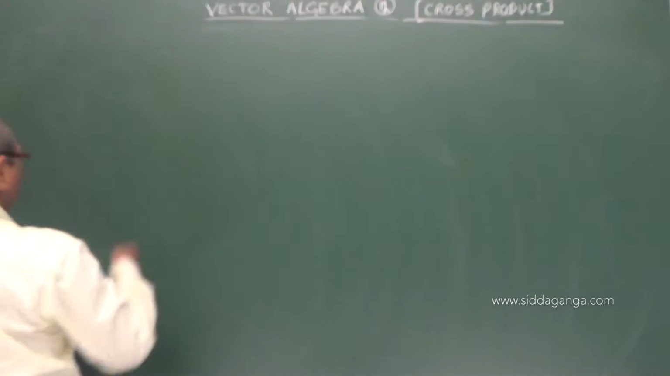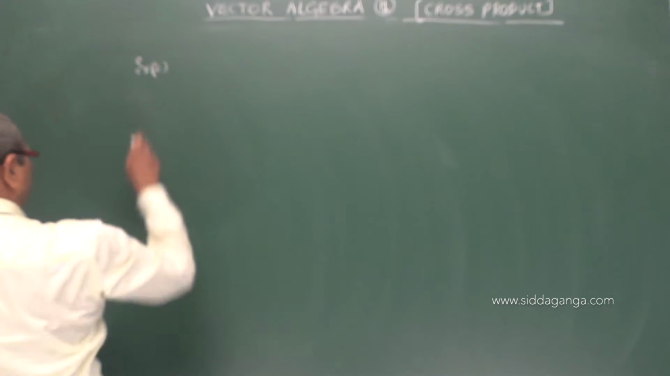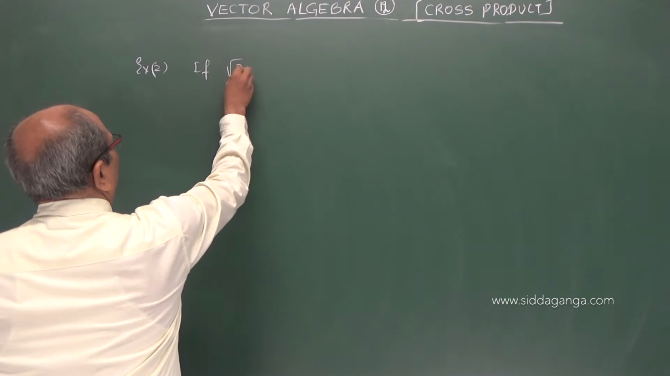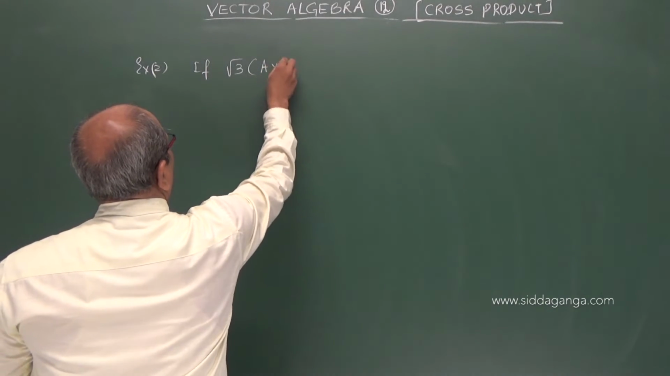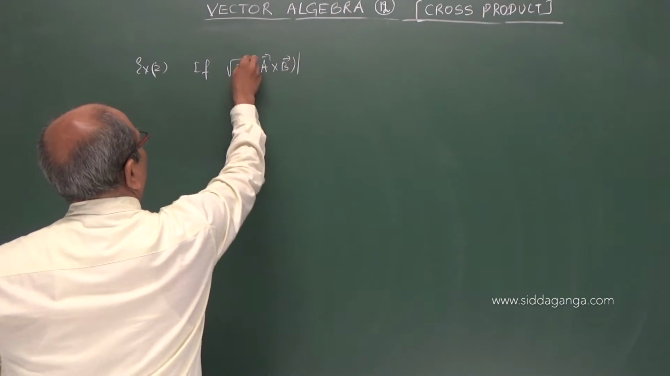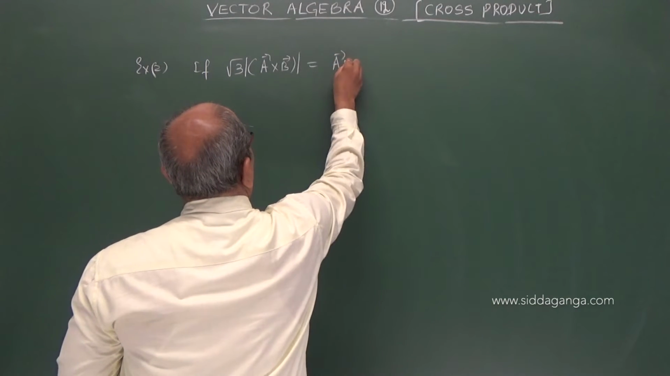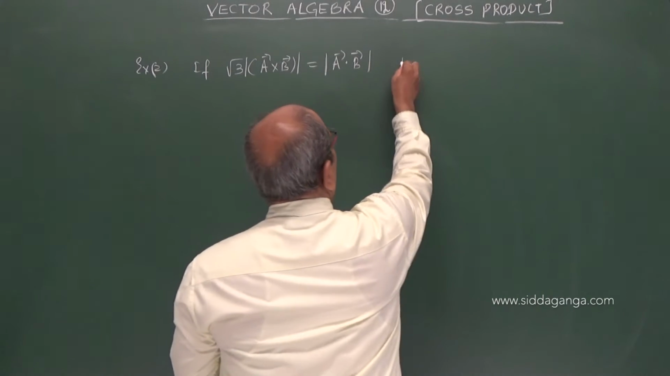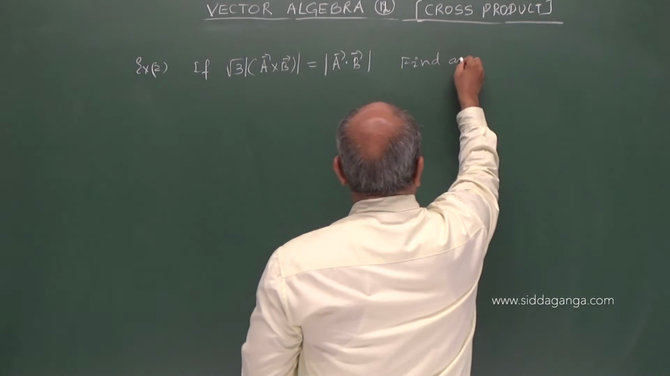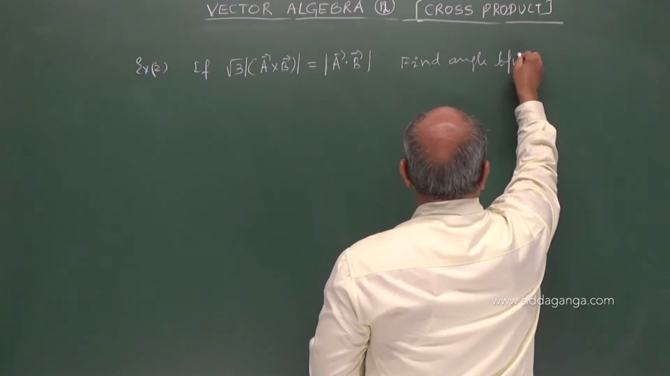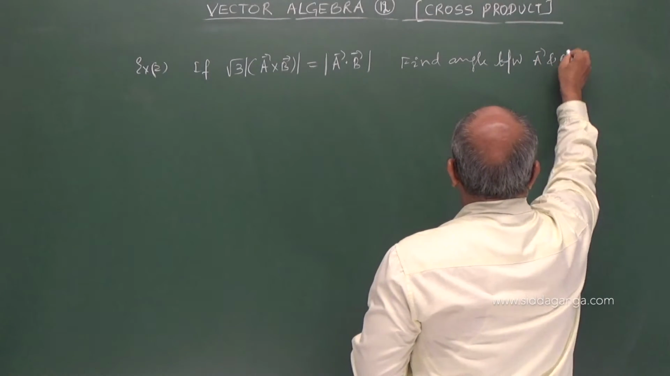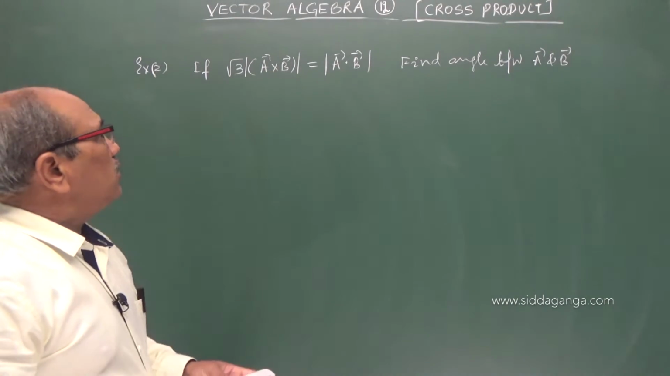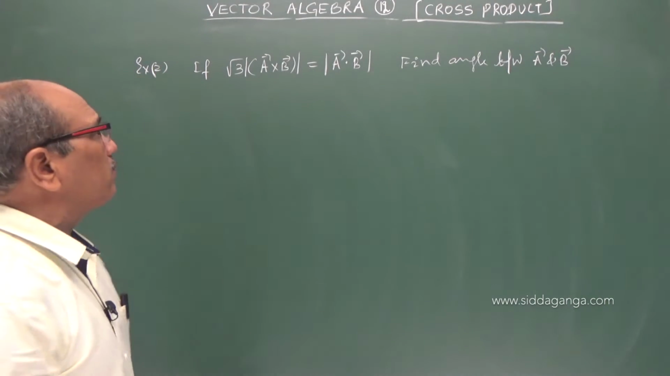See, an important type of example appeared in your entrance papers. If root 3 times the magnitude of A cross B is equal to the magnitude of A dot B, find the angle between A and B. So 3 root 3 A cross B equals A dot B.